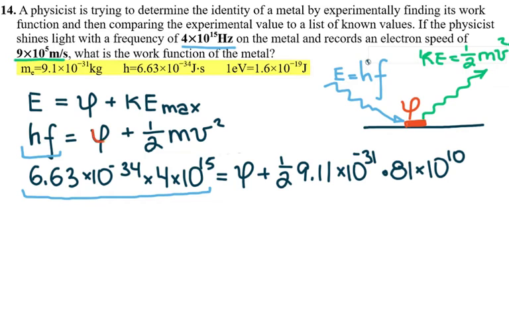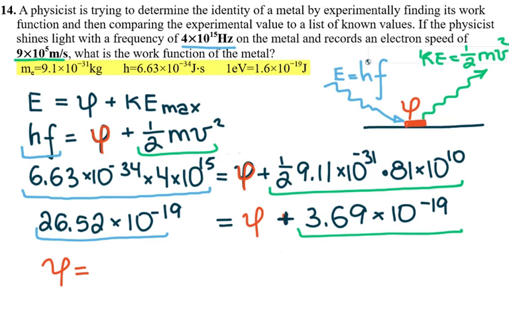Then I have to find the work function. So here is the work function, and here is the kinetic energy with the numbers plugged in: 1/2 the mass times the velocity squared. So that is 9×10^5, squared, and so on. Now if I calculate this, I will get that the work function is equal to 22.83×10^-19 joules.